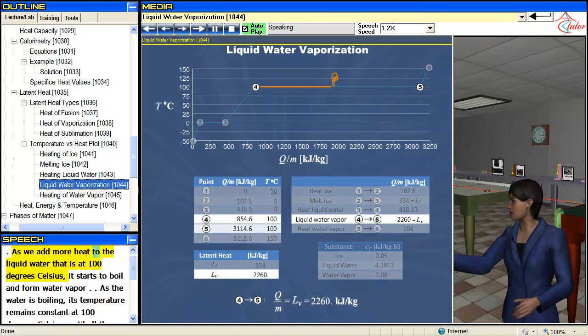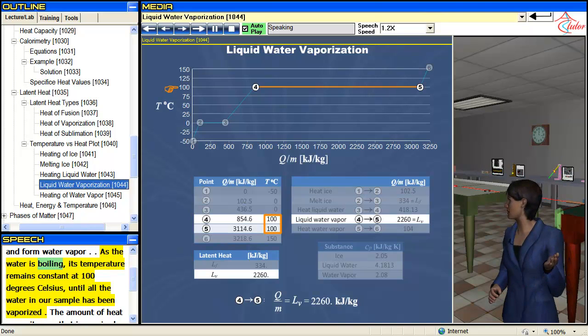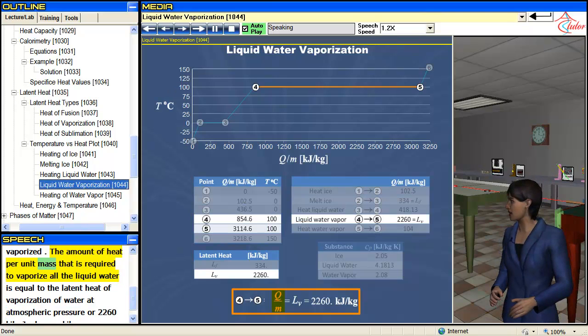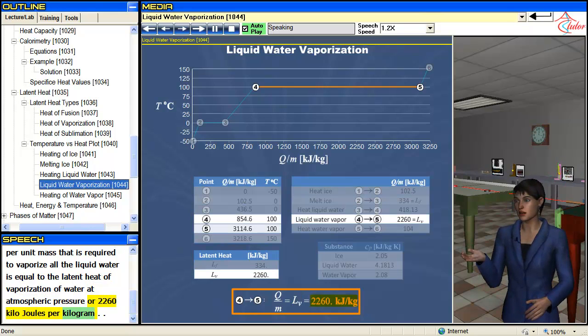As we add more heat to the liquid water that is at 100 degrees Celsius, it starts to boil and form water vapor. As the water is boiling, its temperature remains constant at 100 degrees Celsius, until all the water in our sample has been vaporized. The amount of heat per unit mass that is required to vaporize all the liquid water is equal to the latent heat of vaporization of water at atmospheric pressure, or 2260 kilojoules per kilogram.